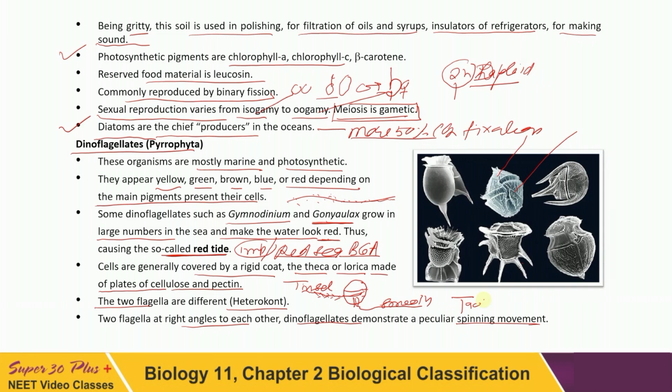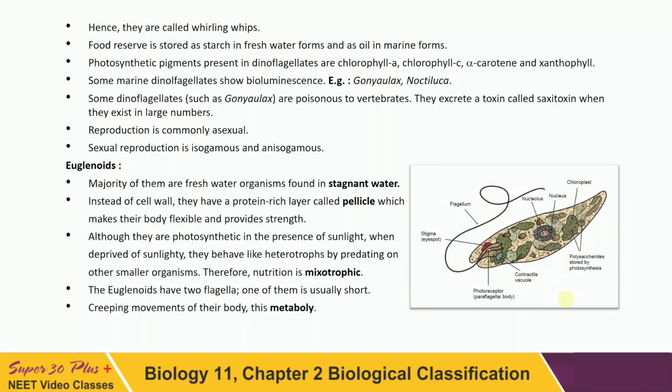So these are the different dinoflagellates. They rotate just like a spinning movement. Therefore, dinoflagellates are known as whirling whips. The stored food is in the form of starch, and that's why they provide food to the marine forms. Photosynthetic pigments as usual: chlorophyll a and chlorophyll c, carotene and xanthophyll.